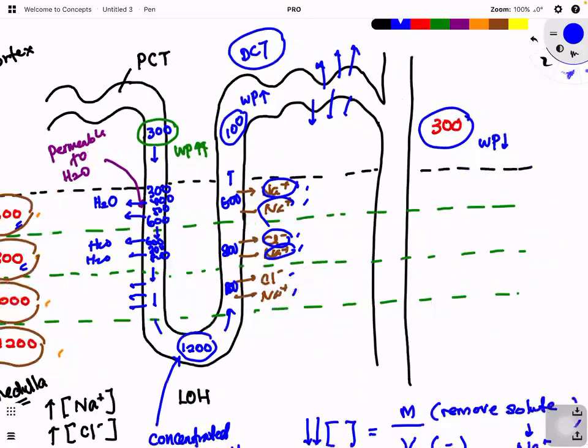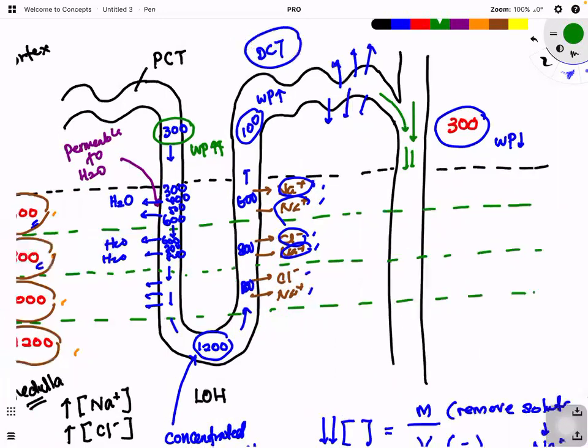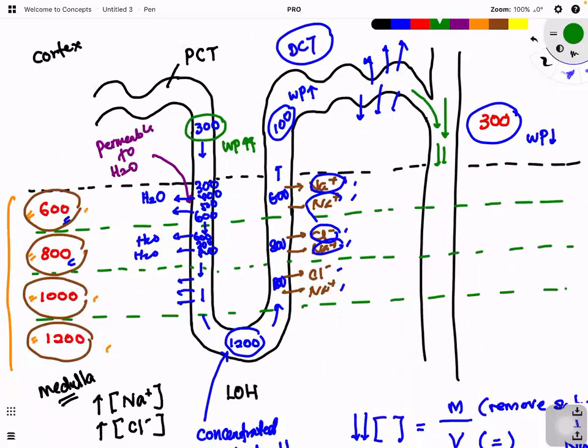But later, what you can see here, guys, when the filtrate continues to enter the collecting ducts, all the way into the medulla regions, the same thing happens, similar to the descending limb of the loop of Henlé, because here it is 600. Can you see that? Because 600, and then 800, 1,000, and 1,200.